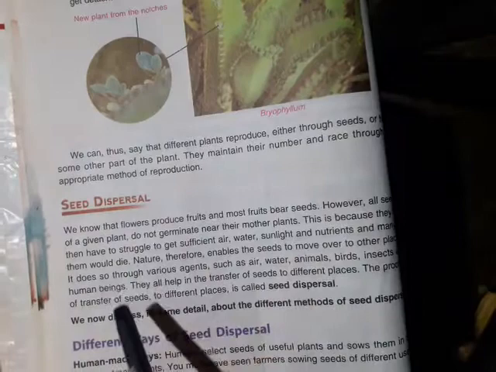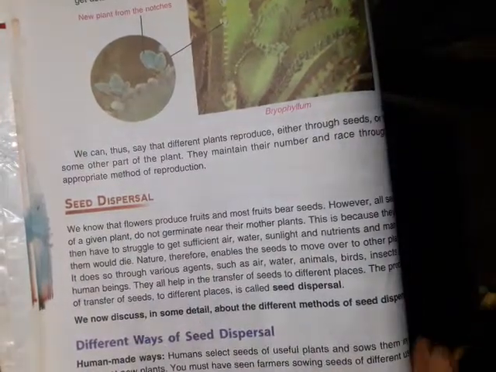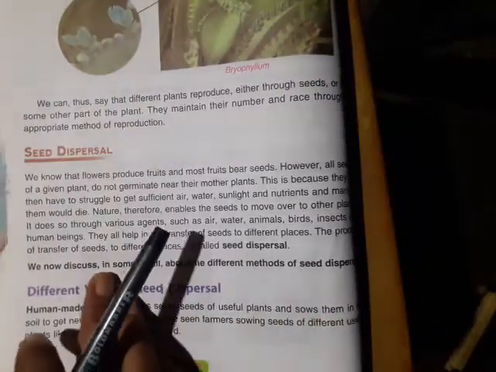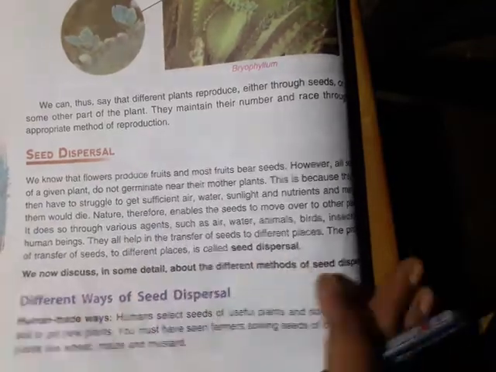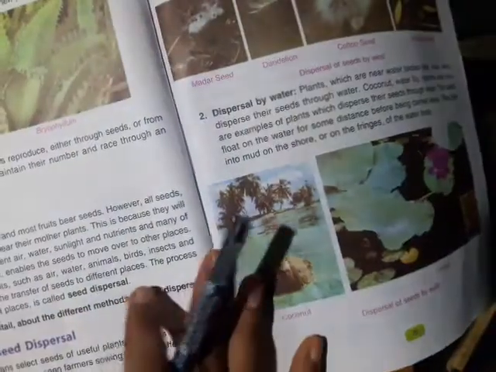Here, seed dispersal. Try to understand about seed dispersal. Dispersing, scattering. Here, try to understand about seed dispersal.